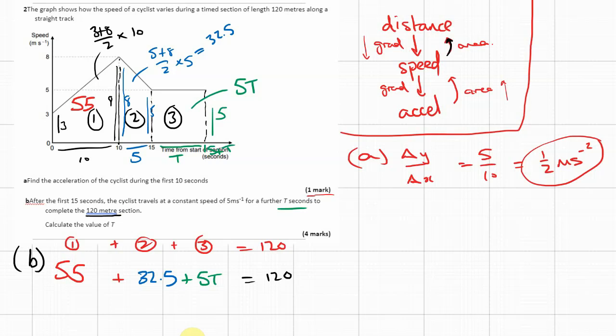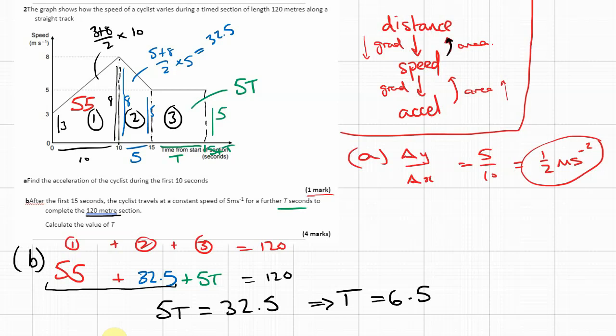So let's take away all of this to leave, we're just solving an equation, aren't we? So 120, take away 55, take away 32.5, gets us to 5t equals 32.5, and then I just want to divide by 5. So I get t equals 6.5 seconds. So that's that question done.